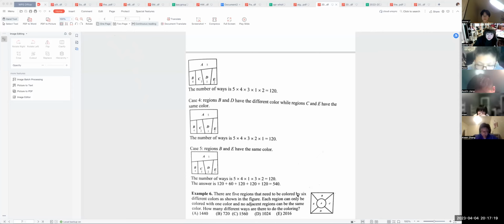There are 5 regions that need to be colored by 6 different colors as shown in the figure. Each region can only be colored with one color and no adjacent regions can be the same color. How many different ways are there to do the coloring? Okay, still the same thing, but this time there are 5 regions, and there are 6 different colors. Okay, everybody, be careful with the question.